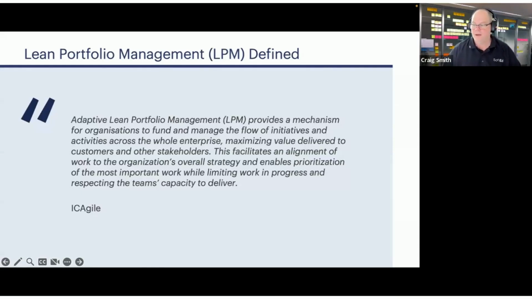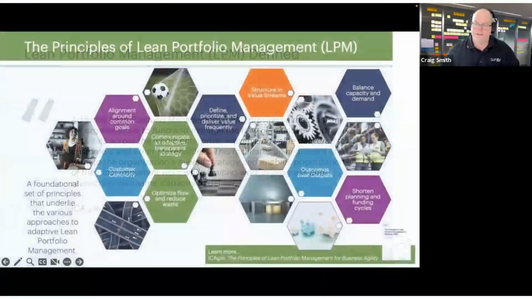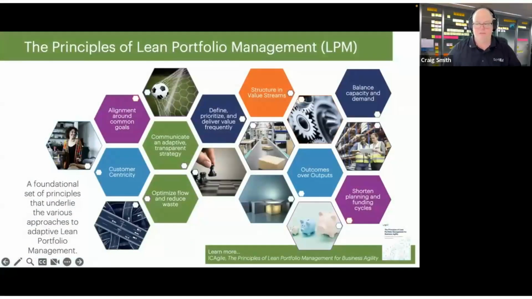And that's the key. Are we working on the right things, but actually hitting that customer need as we move through? And so the Business Agility Institute and IC Agile sat down a year or so ago, and they said, well, how do we distill this into a set of principles? We're Agile, right? We love principles. So what are those principles that help us understand lean portfolio management? And there are 9 of those.